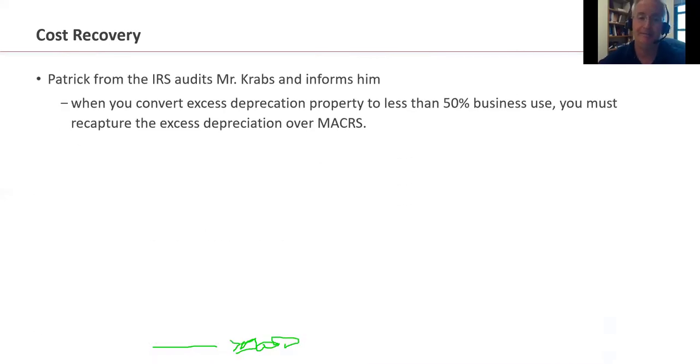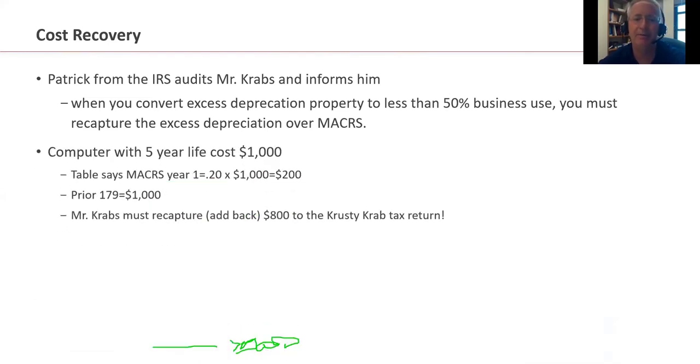Totally not permitted. When you convert what they call excess depreciation property to less than 50% business use, you have to recapture the excess depreciation that you would have taken if you had just taken MACRS depreciation for the entire life of that property, whatever it is. Okay, so let's say we have a computer with a five-year life and it costs $1,000. If I went to the MACRS table and just applied straight-up MACRS depreciation on that, that would have been $200 in the first year.